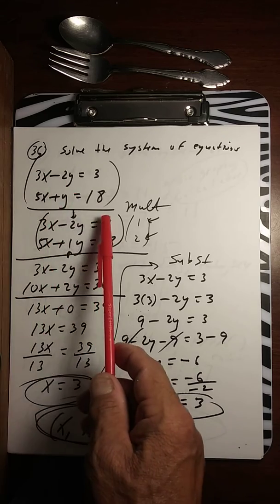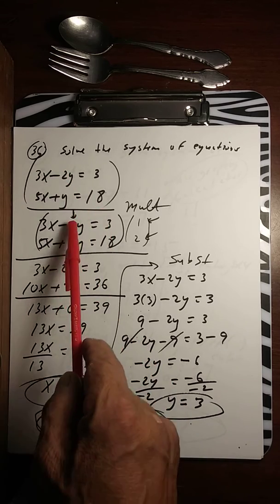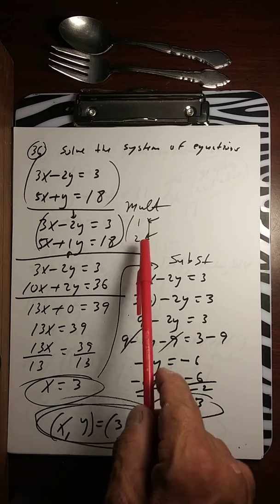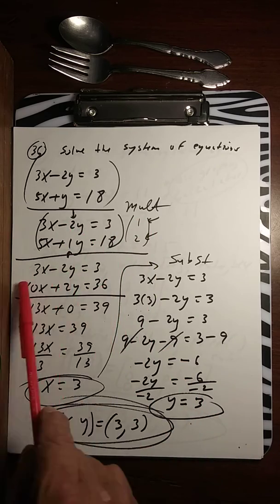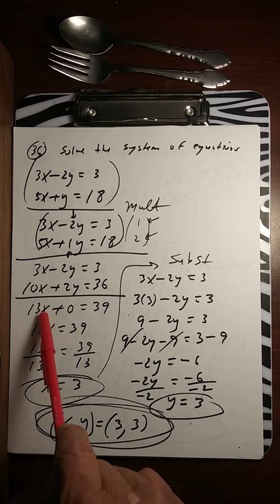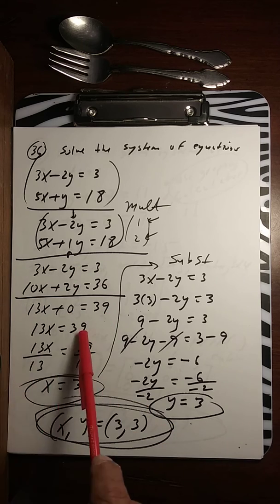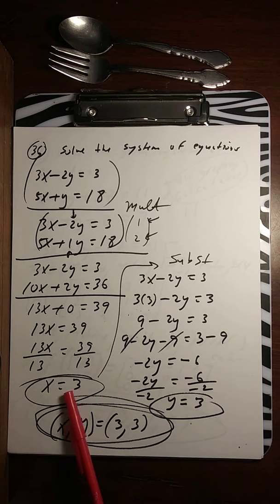Solve this. So what I'm going to do is I'm going to multiply these two numbers right here, flip them. 1 times that, 2 times that gives me this answer. So now add them straight down. 13x, 0, and that. 13x equals 39, divide by 13, divide by 13, x equals 3.